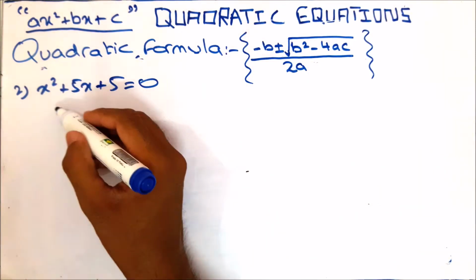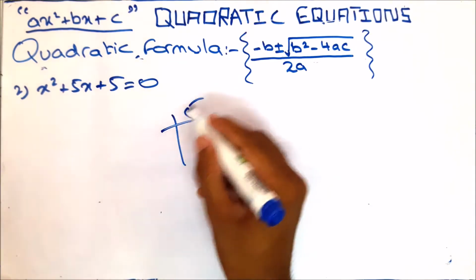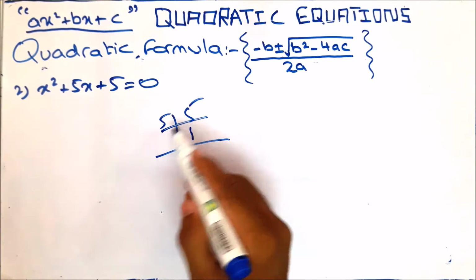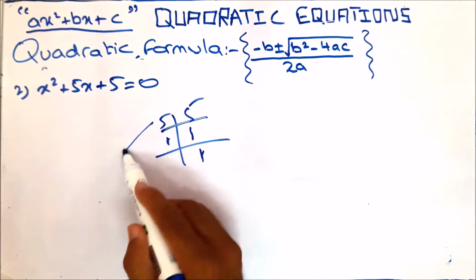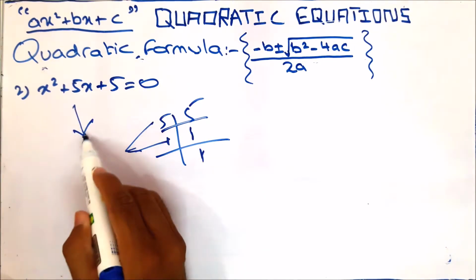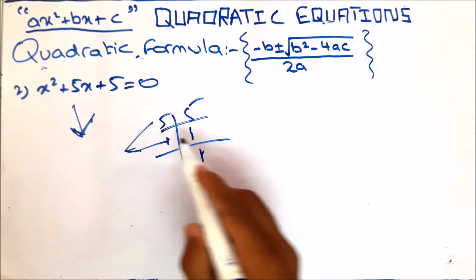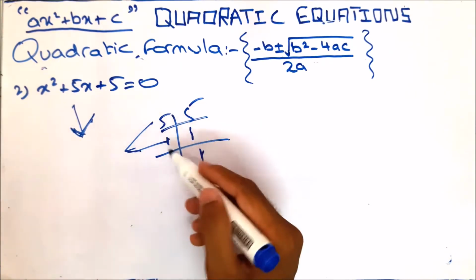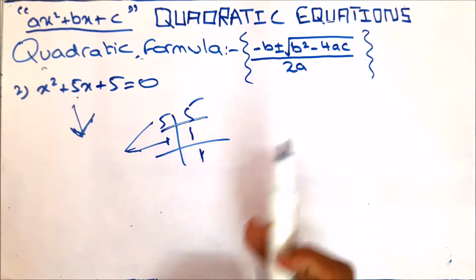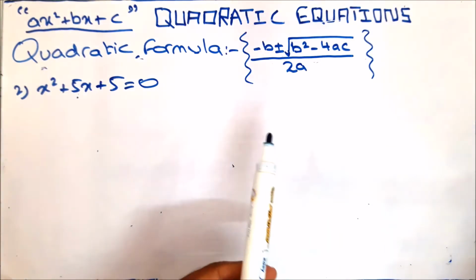Okay, so here we have x squared plus 5x plus 5. We know that when we take the factors of 5, we get 5 times 1 is 5, and 1 times 1 is 1. So there is no way we can add or subtract 5 and 1 and get a 5 over here. So we know that we cannot use the factorization method anyway. So we will use the quadratic formula.